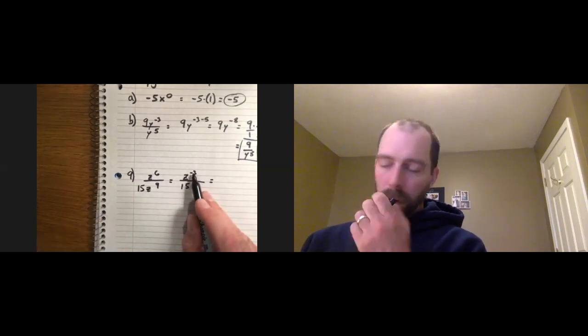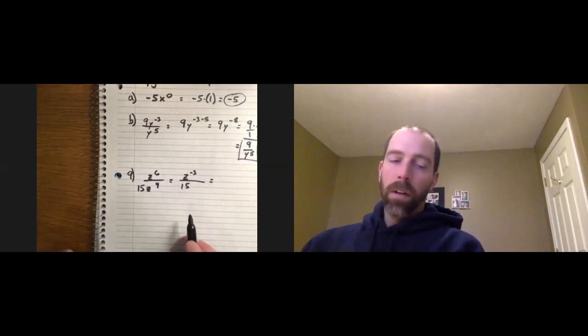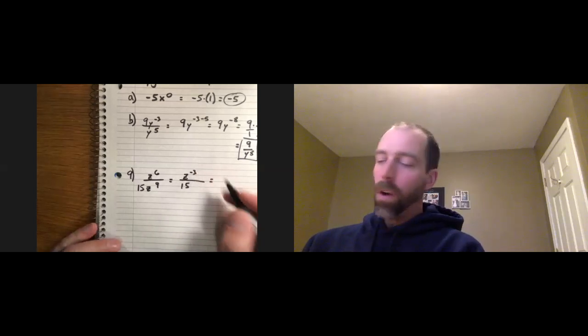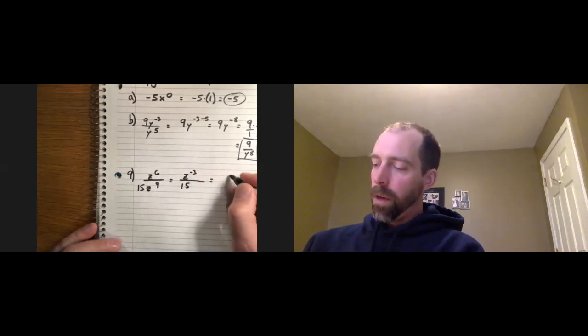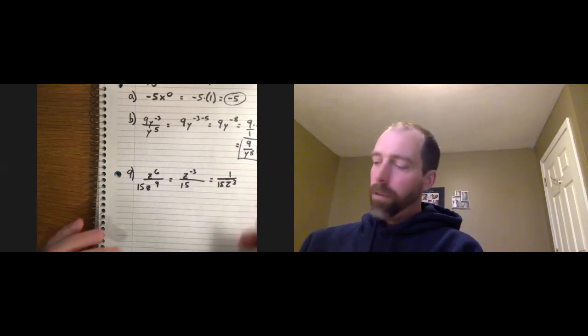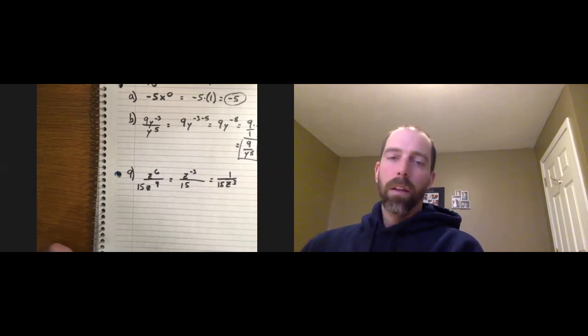Well, we can't leave a negative exponent in there, so what we need to do is rewrite it as 1 over z cubed. Okay, 1 over z to the +3rd power, but that 15 needs to stay down here, so this is 1 over 15 z to the 3rd power.